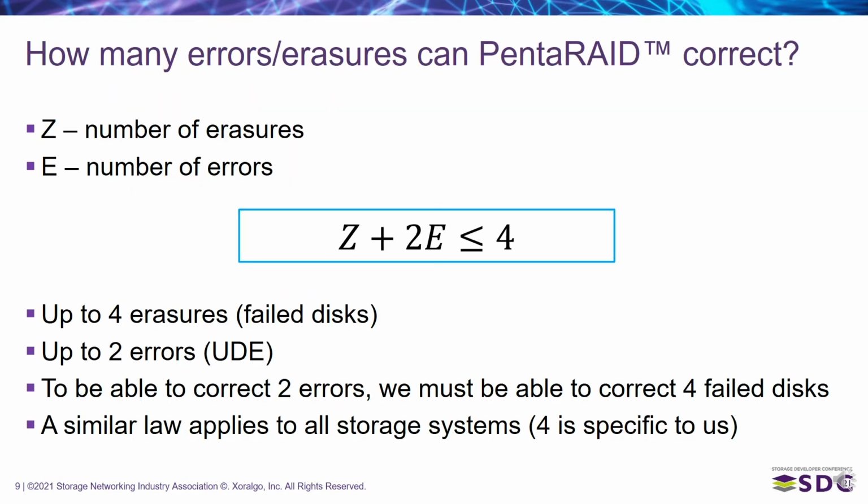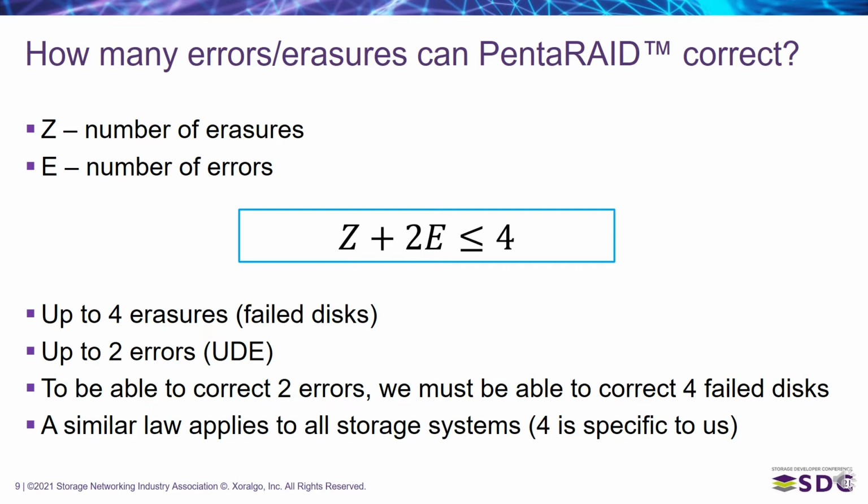How many errors and erasures can PentaRAID correct? Let Z be the number of erasures and E be the number of errors. We have the fundamental inequality which says the number of erasures plus twice the number of errors has to be less than or equal to 4 in order to be correctable: Z + 2E ≤ 4. This means, for instance, that up to 4 erasures or failed disks can be corrected, and up to 2 errors or UDE can also be corrected.